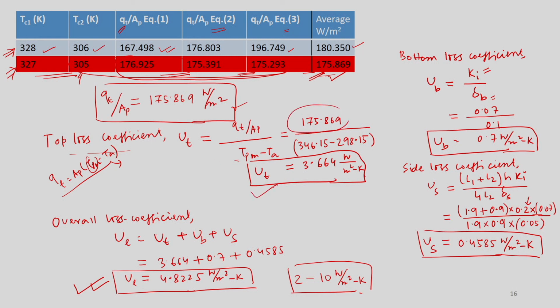From that we have calculated UT, then we have calculated UB, these are the standard equations. Then side loss coefficients we have calculated, then overall loss coefficients we have calculated, which are the sum of all the three loss coefficients. This is found to be 4.822, which falls in the recommended values of 2 to 10 watt per meter square per Kelvin. So, that way we can estimate the losses taking place in a flat plate collector.